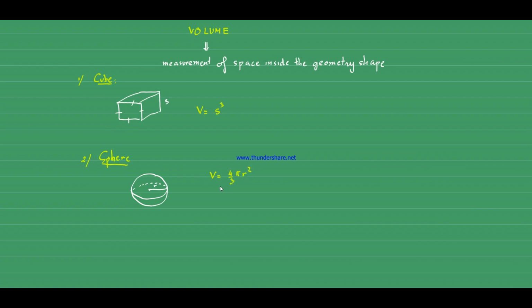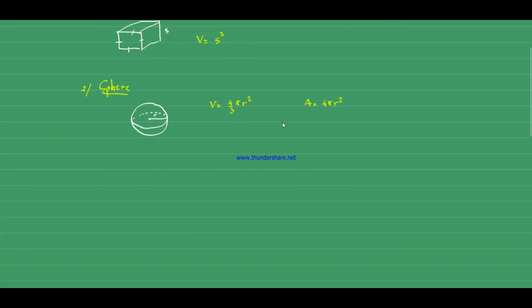Now, what if I want to find the surface area of the sphere? The surface area of the sphere is not the volume, it's like the area. So we also have a formula to find the area of the surface of the sphere: 4 pi r squared. In this section, we just focus on the volume only. Okay, so that is for the sphere.